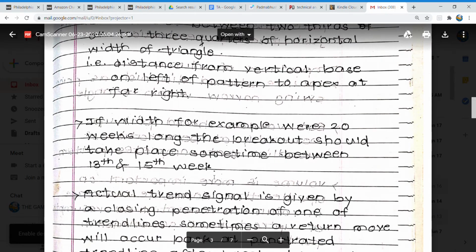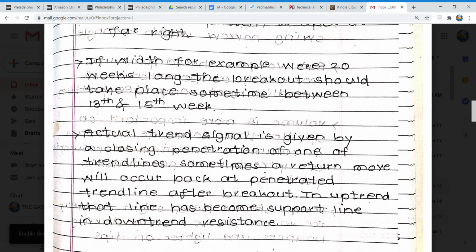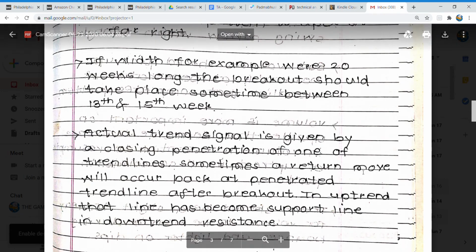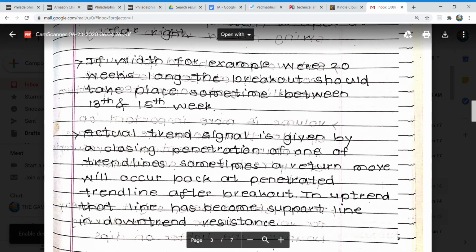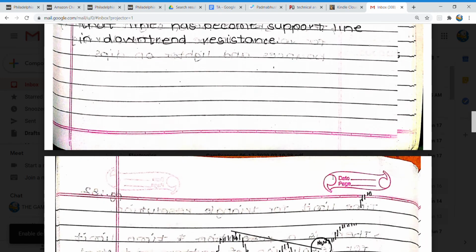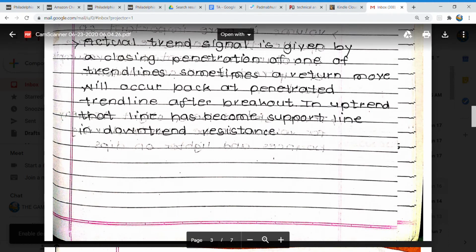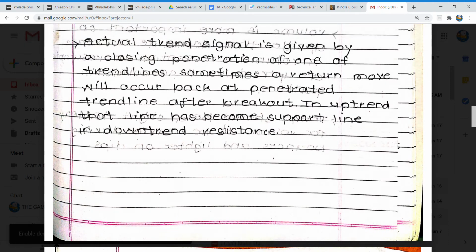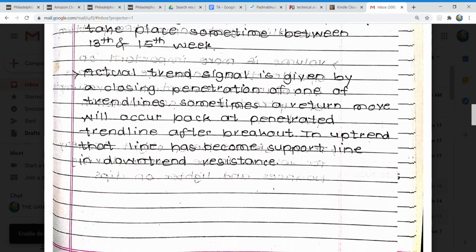The actual trend signal is given by a closing penetration of one of the trend lines. Sometimes a return move will occur back at the penetrated trend line after the breakout. In an uptrend, that line has become a support line, and in a downtrend, that line has become resistance.